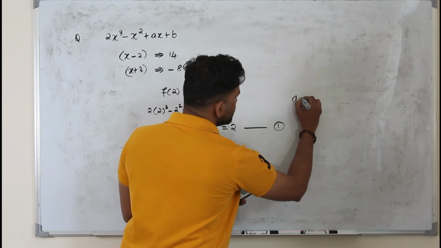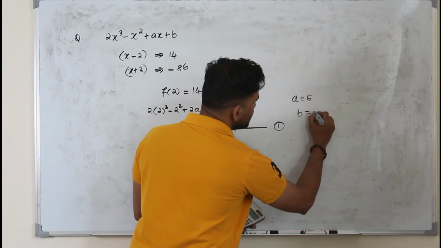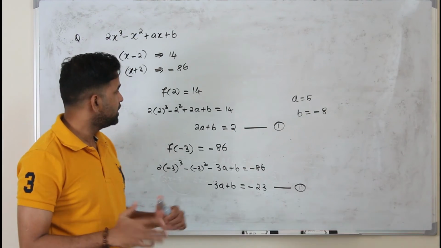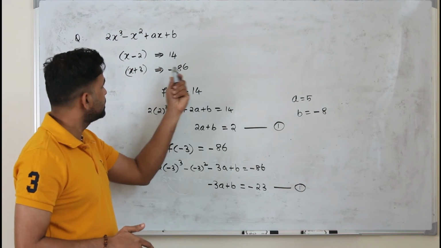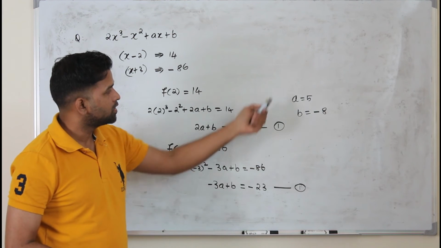So A is 5 and B is minus 8. So that's it. You don't need the long division method or anything. Just use the remainder theorem to find the two missing constants, real numbers A and B.